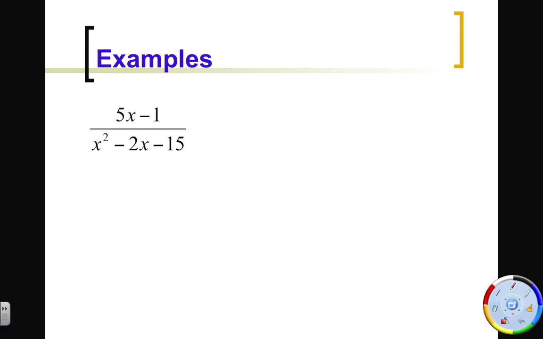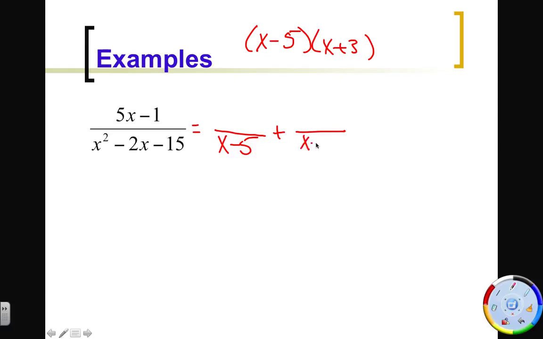Who knows? So I get (5x minus 1) over (x squared minus 2x minus 15). I'm going to factor. And I know that x squared minus 2x minus 15 is actually x minus 5 and x plus 3. Since there are only two factors, I get x minus 5 as one fraction and x plus 3 as the other fraction. And since these are linear pieces, all I have is an A and a B. You'll see what it means to be quadratic in a few minutes.